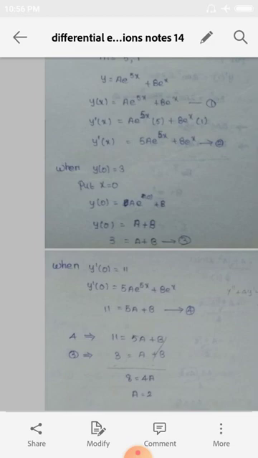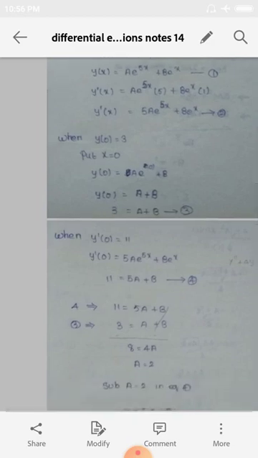And next, what is the second condition given? y dash of 0 is equal to 11. So you have to put x is equal to 0 in equation number 2. So we get y dash of 0 is equal to 5a into e power 0 plus b into e power 0. So we get 11 is equal to 5a plus b. Mark it as equation number 4.